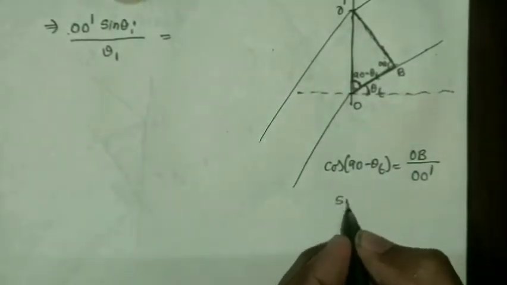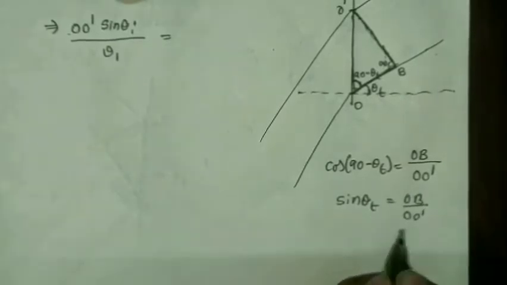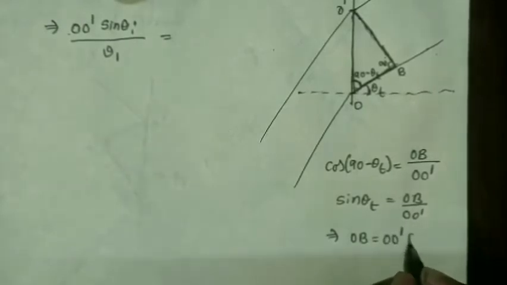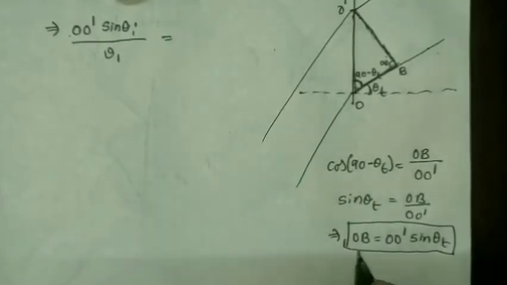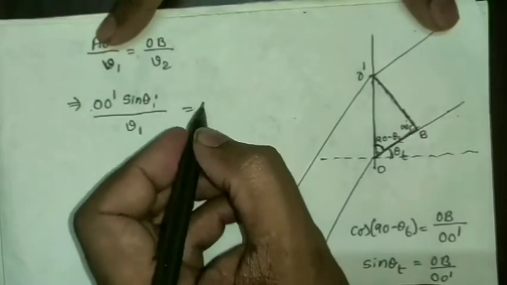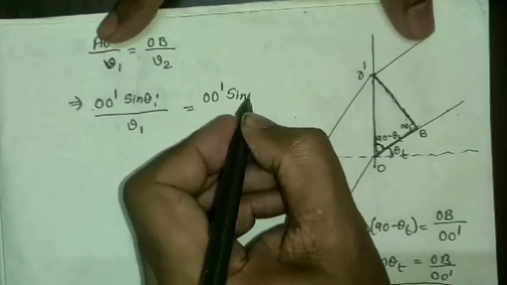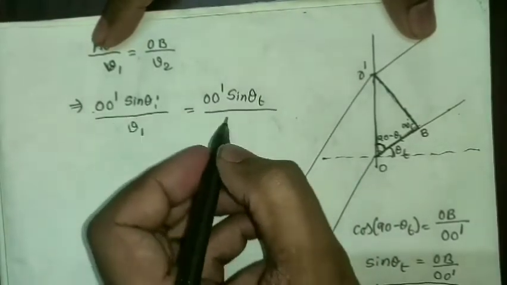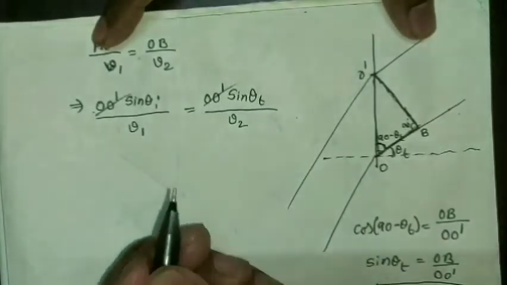So cos(90 − θi) is sin θt, equal to OB by OO'. Equating this, OB equals OO' into sin θt. Substitute this OB in this equation. So we obtained OB as OO' into sin θt divided by the velocity V2. Here OO' gets cancelled off.